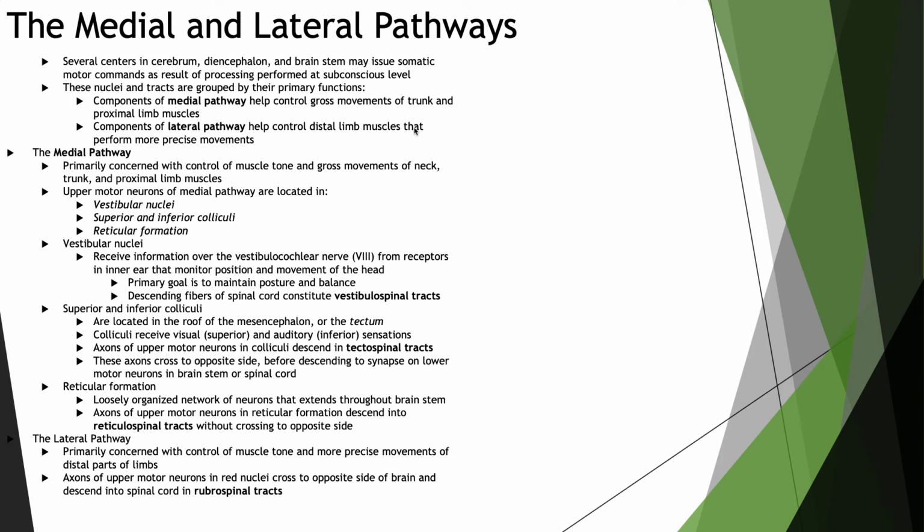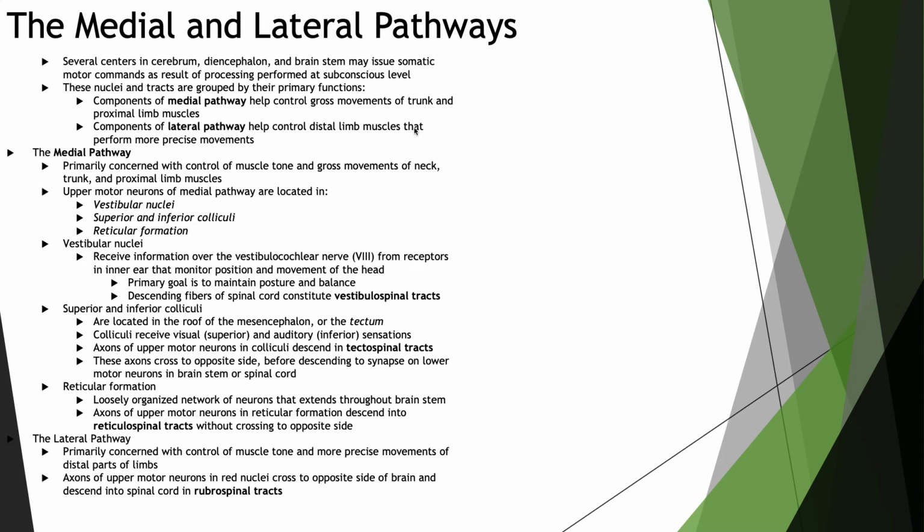This classification scheme is both inaccurate and misleading because motor control is integrated at all levels through extensive feedback loops and interconnections. Instead, it's more appropriate to group these nuclei and tracts in terms of their primary functions. The components of the medial pathway help to control gross movement of the trunk and the proximal limb muscles, and those of the lateral pathway help to control the distal limb muscles that perform more precise movements. The medial and lateral pathways can modify or direct skeletal muscle contractions by stimulating, facilitating, or inhibiting lower motor neurons.